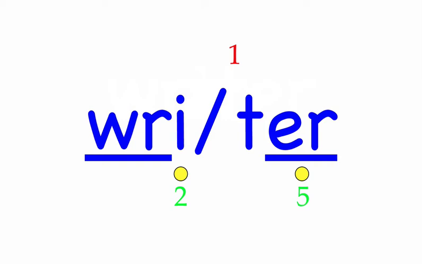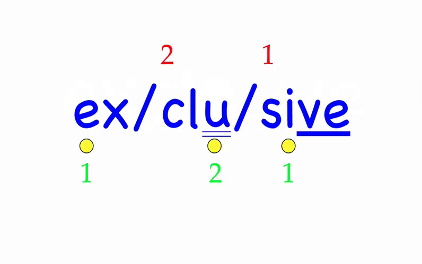Row 6. Exclusive. Exclusive. This is an extremely exclusive club. Exclusive. Ex, two sounds: e, x. Clu, three sounds: k, ul, u. Sive, three sounds: s, i, v. Exclusive. Mark the word. U is double underlined because it's representing its second long sound, u.